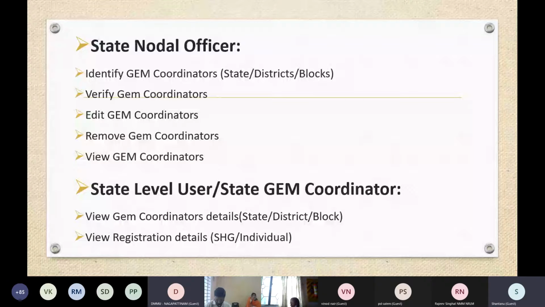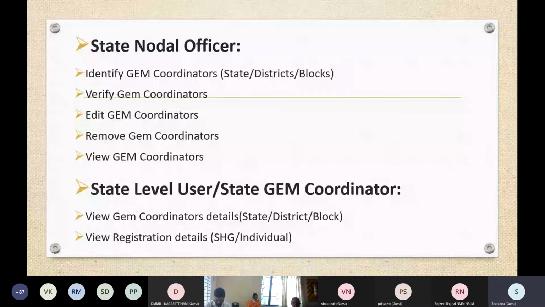So this identification of the GeM coordinator at the state level by the state nodal officer is one of the important activities to initiate the onboarding of SHG or the individual in the NRLM MIS prior to the uploading of products in the GeM. So at the time of identification, when we started, there are a few points I want to remind you here.